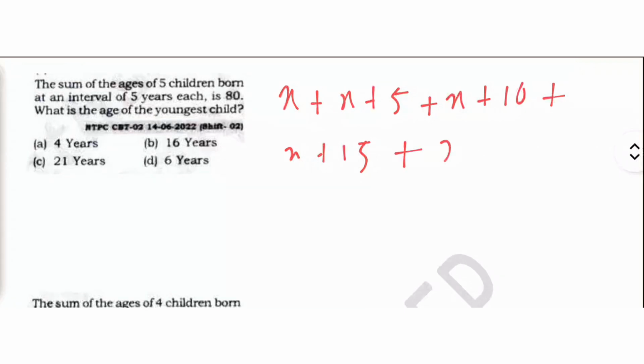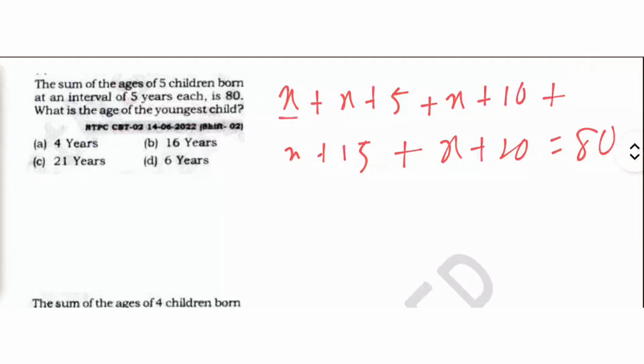The sum of the ages of 5 children born at an interval of 5 years is 80. We are given that one child is born now, after 5 years this is your second child, again after 5 years this is your third child, again after 5 years this is your fourth child, and again after 5 years this is your fifth child. And this is nothing but 80.